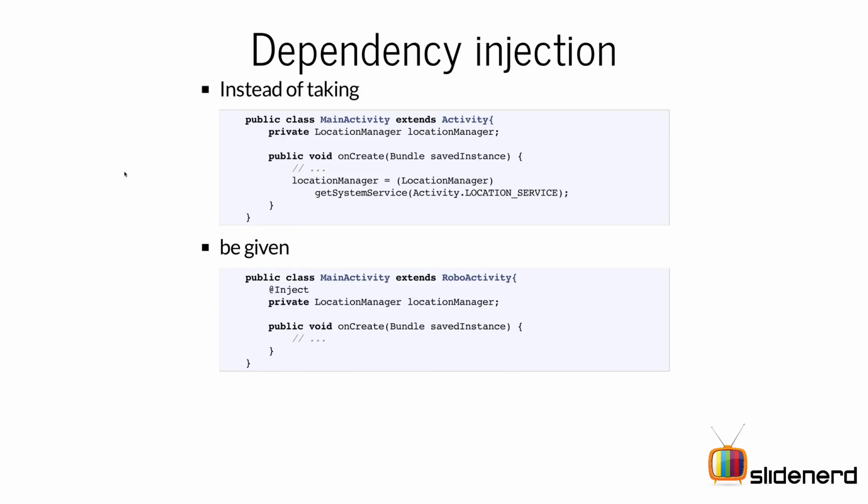So the simple idea behind dependency injection and Roboguice is something like this. You have a location manager inside your activity. Instead of you creating it every time like this, rather you simply write this annotation at the top which says @Inject, and the library Roboguice will take care of giving you the right object at the right time.